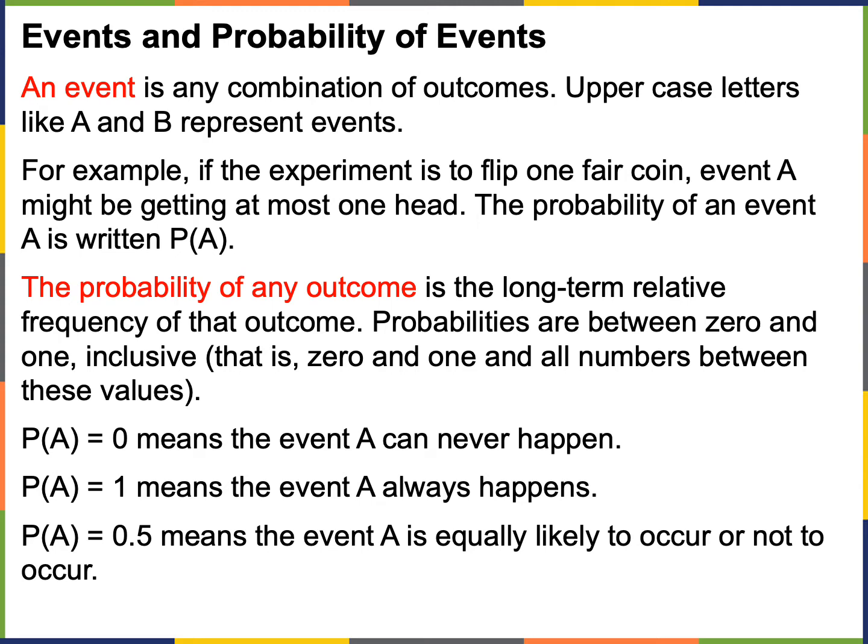Probabilities are always between 0 and 1 inclusive, meaning you can include 0 and you can include 1, but probability will never be negative and it will never be greater than 1. If the probability of A is 0, the event can never happen. If the probability is equal to 1, the event always happens. And if the probability is 0.5 or 1/2, the event is equally likely to occur or not to occur.